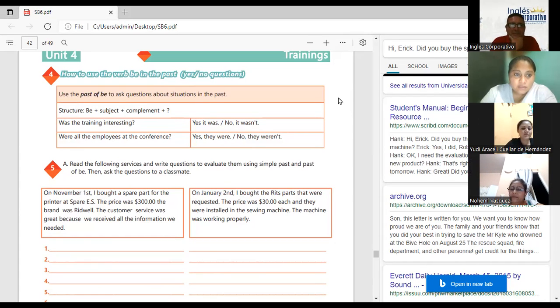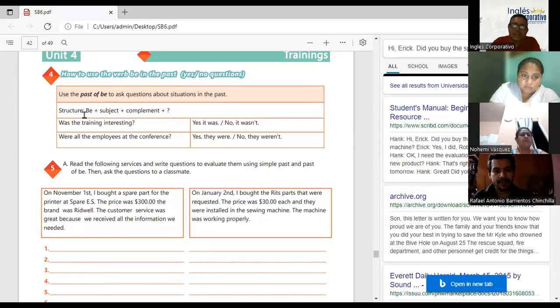Part four. How to use the verb be in the past? The following sentence, please. Use the past of be to ask questions about situation in the past. Good, very good. Thank you, Delmi. Situation is a synonym of condition. So to make questions, you're gonna use be. What is the past tense of be?